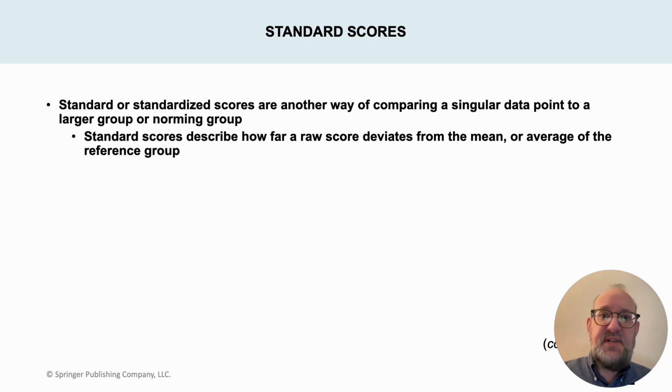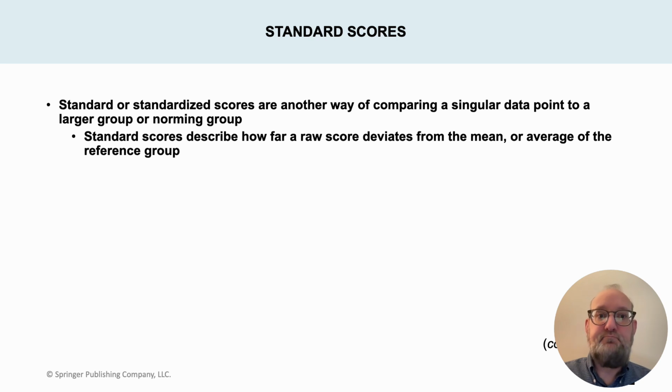To calculate a standard score, one must first determine the mean and the standard deviation. The mean represents the average score of the group, while the standard deviation is a measure of how spread out the scores are around the mean. With this information, one can then calculate a z-score, which indicates how many standard deviations an individual's score is from the mean.